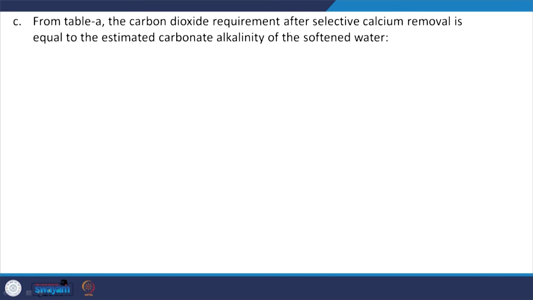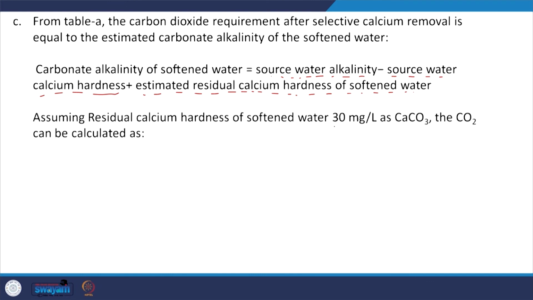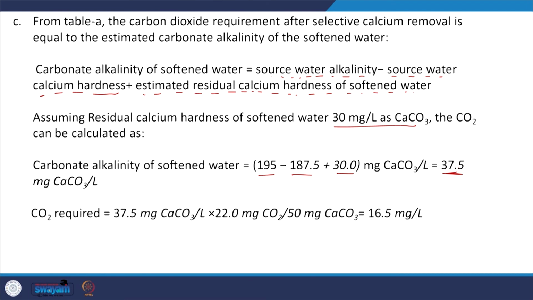So what is the carbon dioxide required after calcium removal? It is equal to the estimated carbonate alkalinity of the softened water. Again, a simple exercise. The carbonate alkalinity of softened water after softening is equal to the source water alkalinity, minus the source water calcium hardness because I am removing that, plus the estimated residual calcium hardness of the softened water. It's pretty straightforward. The residual calcium hardness is given as 30 milligram per liter, so the equivalence can be straightforwardly calculated. This is the alkalinity, this is the calcium hardness that was removed, this is the excess, and that's why the need for carbon dioxide here is 37.5.